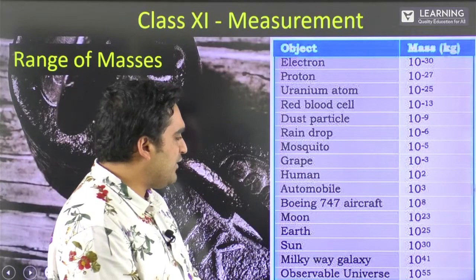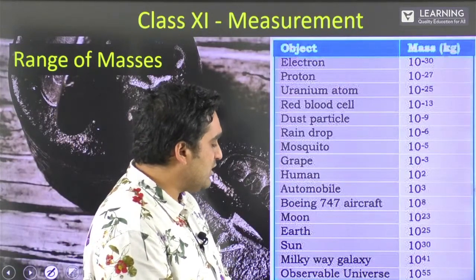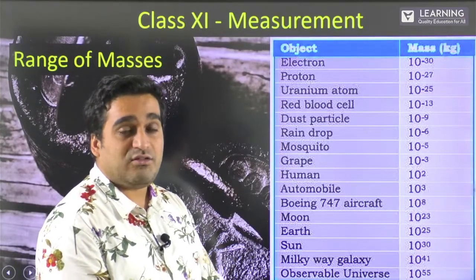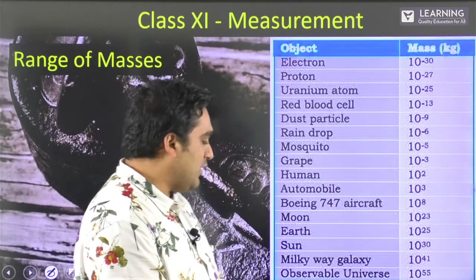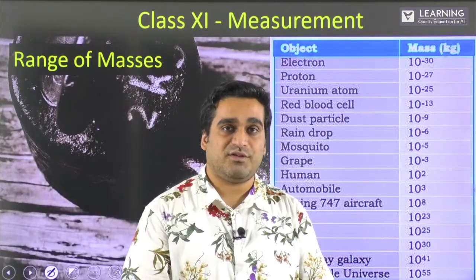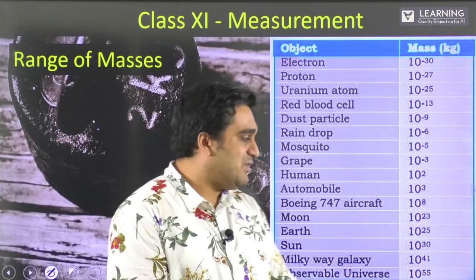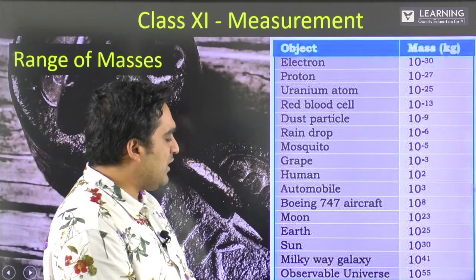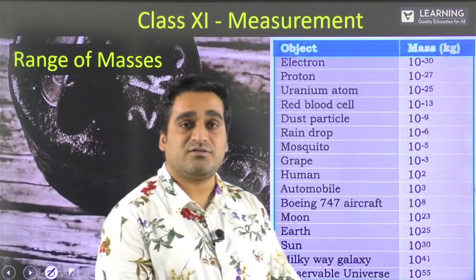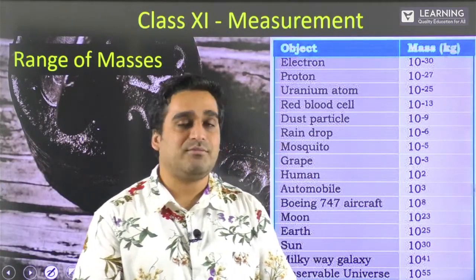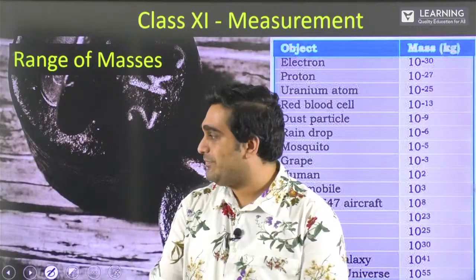Earth is 10 raised to 25, the Sun 10 raised to 30, the Milky Way galaxy that we live in has 10 raised to 41, and the observable universe is 10 raised to 55. So these are the various masses, starting from a small scale to a larger scale, up to the size of the universe and the mass that is contained within this observable universe.